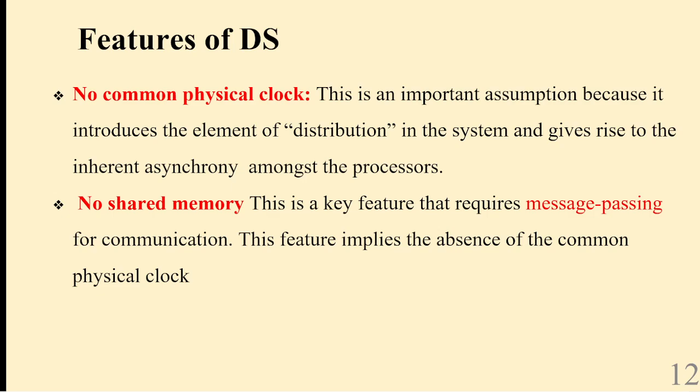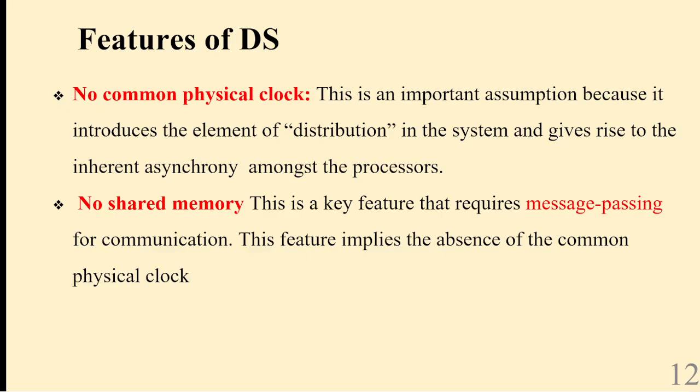Then, no shared memory. Again, let us take two computers, computer A and computer B. Computer A has a RAM, computer B has a RAM. Is it possible for computer A to directly access computer B's RAM? No. Each computer has its own memory. They can communicate by sending messages, and this is why a distributed system is often called a message passing system. There is no shared memory, we can only pass messages.